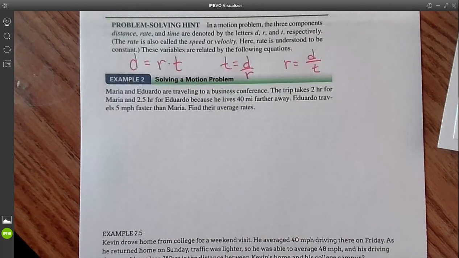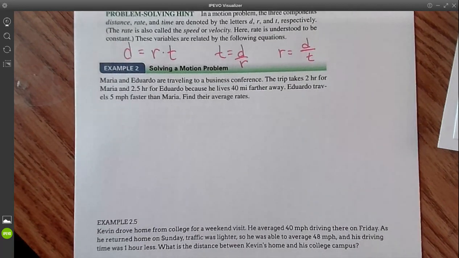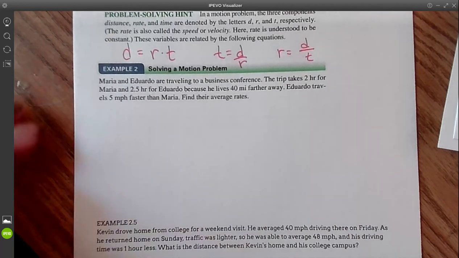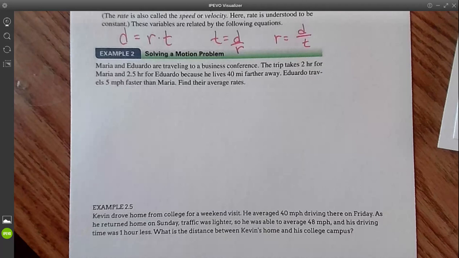Maria and Eduardo are traveling to a business conference. The trip takes 2 hours for Maria and 2.5 hours for Eduardo because he lives 40 miles further away. Eduardo travels 5 miles per hour faster than Maria. Find the average rates. So I am going to actually set this up in a table.